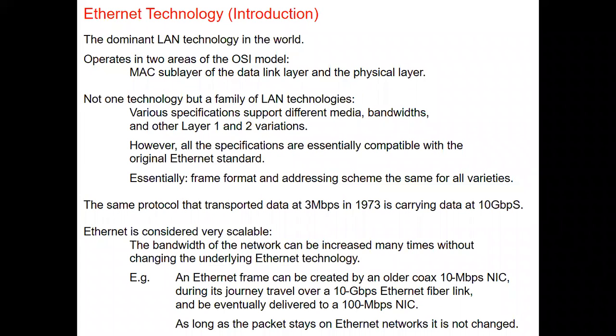The same protocol that transported data at 3 megabits per second a long time ago in '73 is now carrying data at a faster link, which is 10 gigabits per second, okay? Ethernet is considered very scalable. The bandwidth of the network can be increased many times without changing the underlying Ethernet technology. E.g., an Ethernet frame can be created by an older coaxial cable 10 megabit per second network interface card, during its journey travel over a 10 gigabit Ethernet fiber link, and eventually be delivered to a 100 megabit per second link.